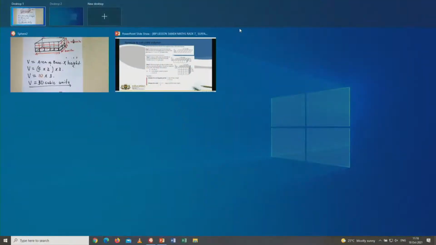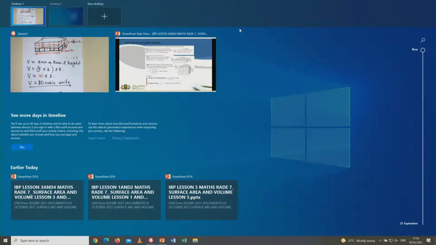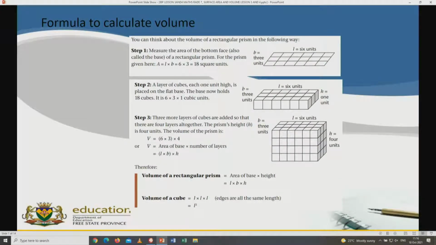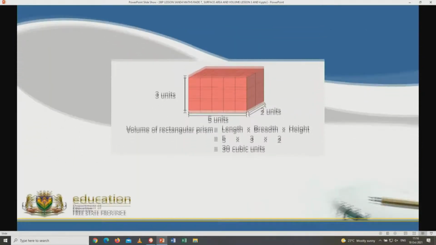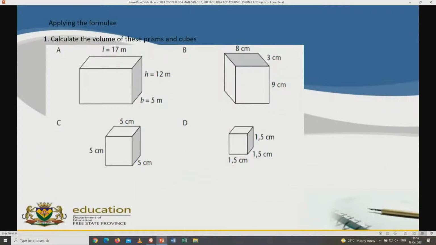Now, let's try to go back to the PowerPoint presentation. We have seen that has been done. Now, here are the activities that you need to engage on. Let's check the first one. Calculate the volume of these prisms, and therefore now we need to check, are we dealing with the rectangular prisms or the cubes? Now I know you know the properties now.